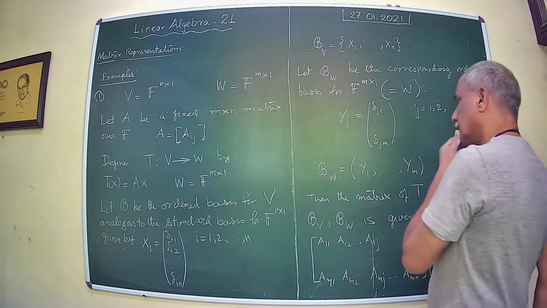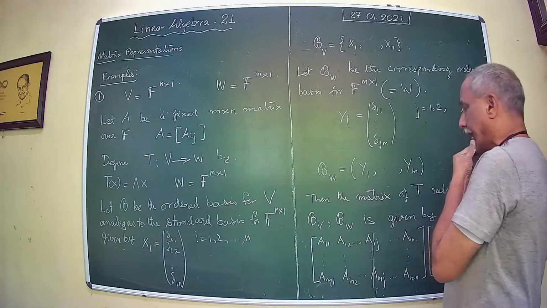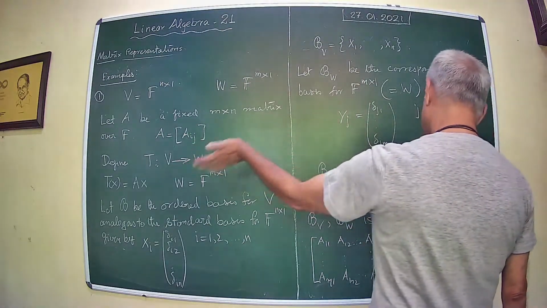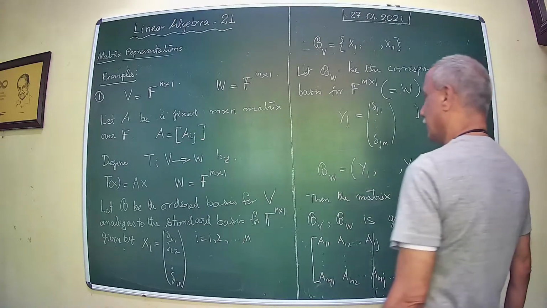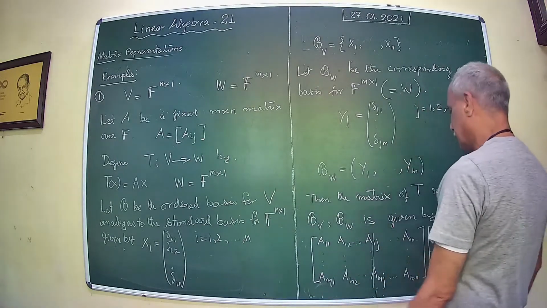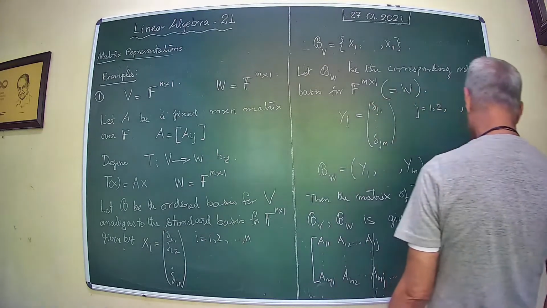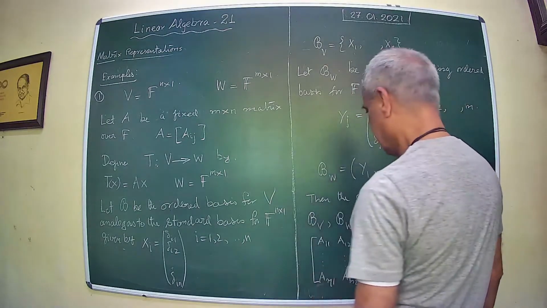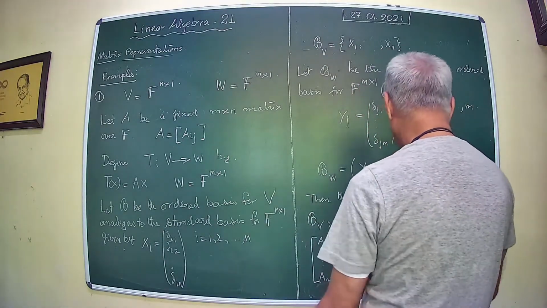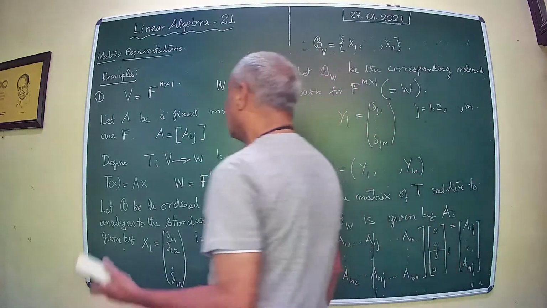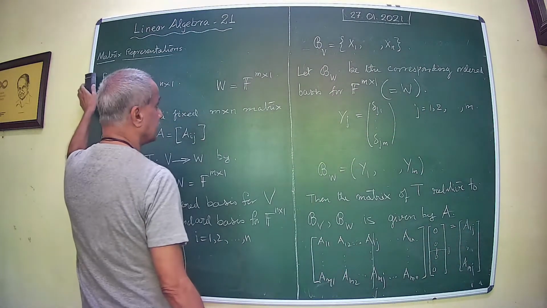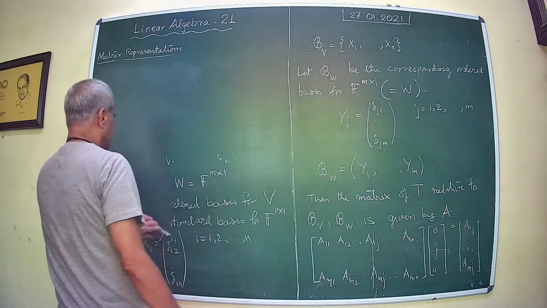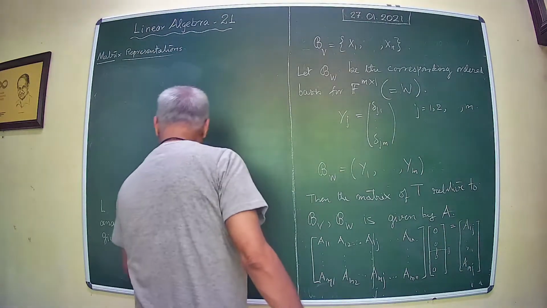Okay, so this is the connection. The columns of this matrix A, if you take the standard basis for the domain space and the standard basis for the range space, then the jth column will give you the image of the jth element in the ordered basis. And so that's the first example, just a routine one: whatever we have done, we have now done for matrix operators.